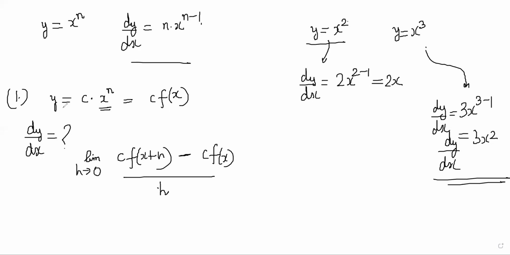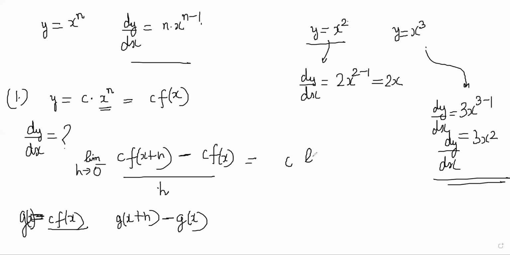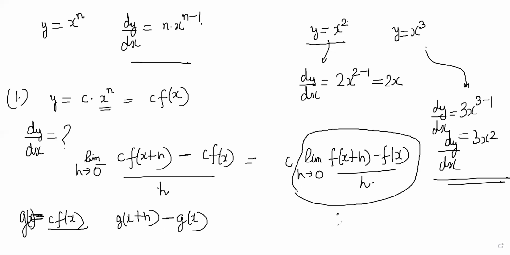Basically this is my new function g. G of x is called c f of x. To take a derivative of g, I have to do g of x plus h minus g of x. So if I do that, it will become c times f of x plus h. Now notice that c can come out of this, and this becomes the same thing, limit h tends to 0, f of x plus h minus f of x by h, and that is called the derivative of f, f dash x, right?